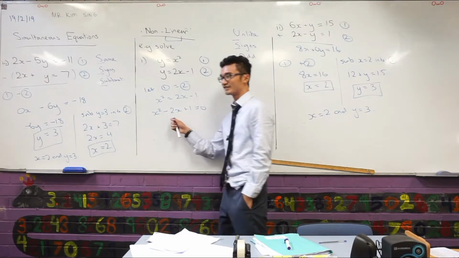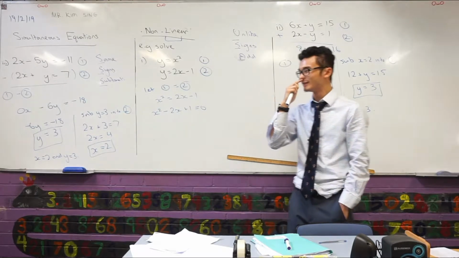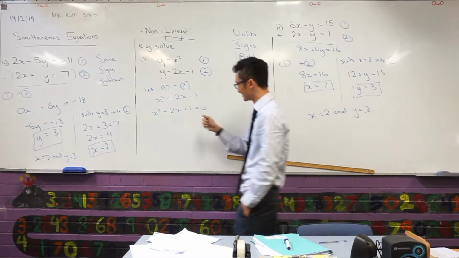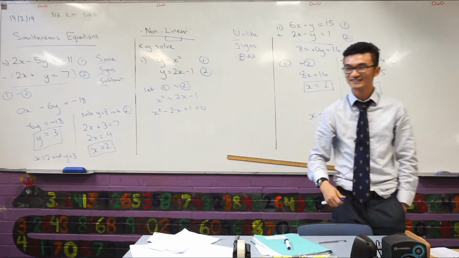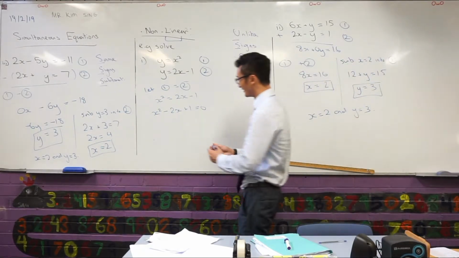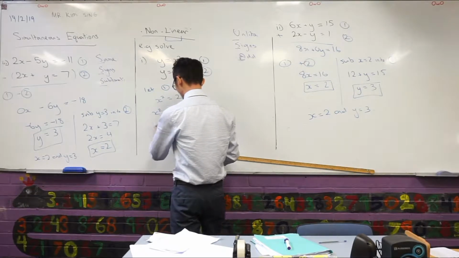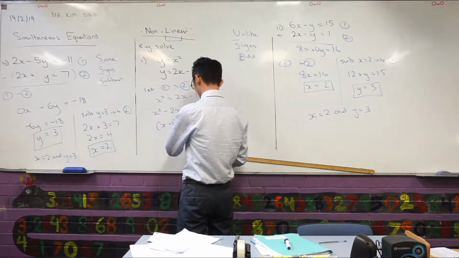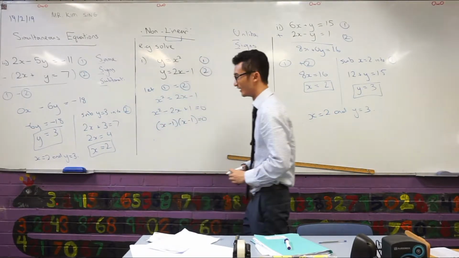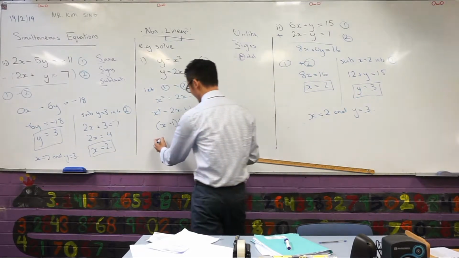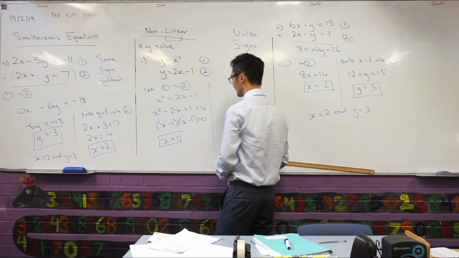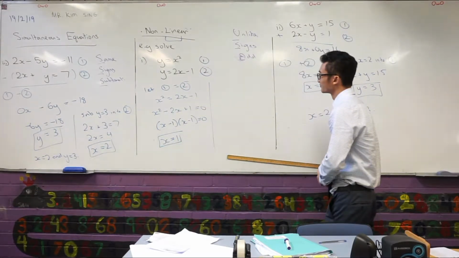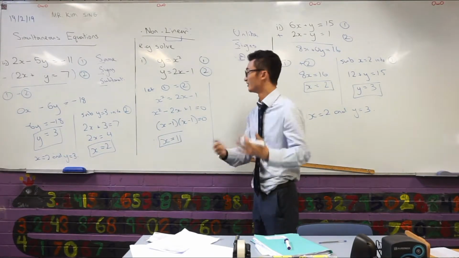But what's this going to factorize to? Two things that multiply to 1, add to negative 2. Minus 1, minus 1. So x equals 1. Right? Okay, there's one of my answers. I can find another one.